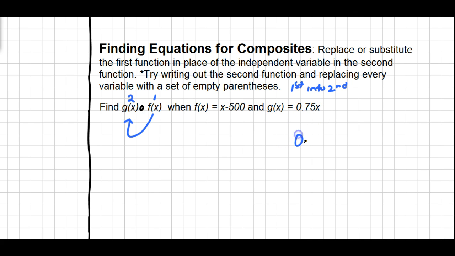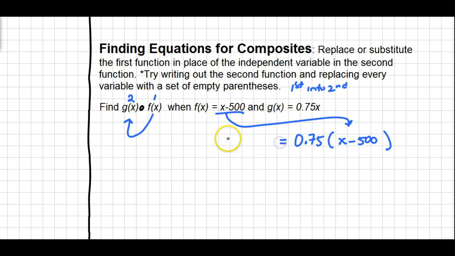G of x looks like 0.75 times something. Currently that something is an x, but I'm going to be replacing the x with all of function f. So in the empty space now where the variable was, I'm going to replace it with function f, x minus 500.